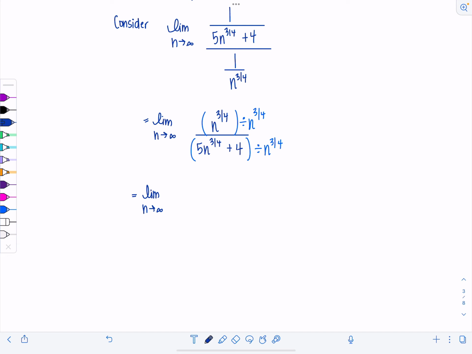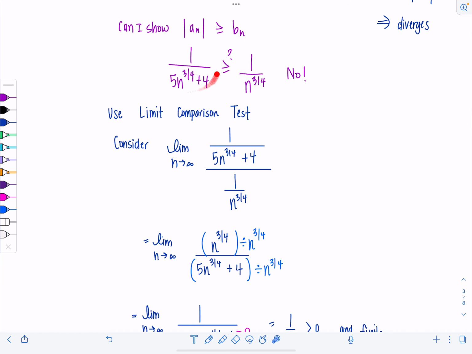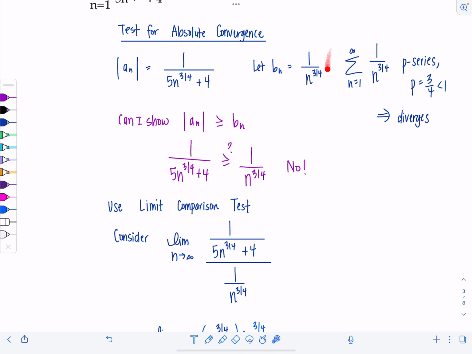So the limit as n goes to infinity, the numerator is going to be 1 over 5 plus 4 over n to the 3/4. Okay, so as n gets very, very big, this term will go to 0. And so this limit ends up being 1/5. What do I care about 1/5 from the limit comparison test? All I care is that we have a non-zero constant. So this is greater than 0 and finite, which means the limit comparison test tells me the sum of these terms does exactly the same thing as whatever I compared it to.